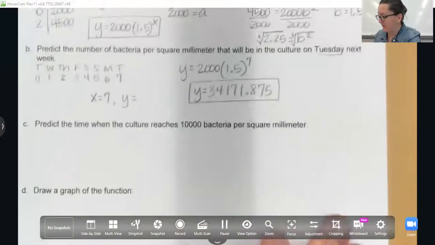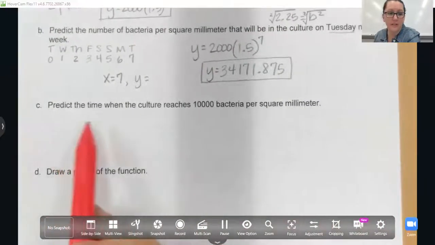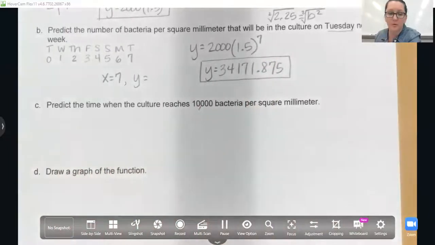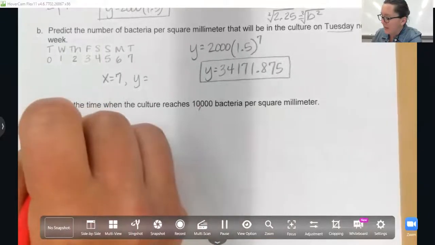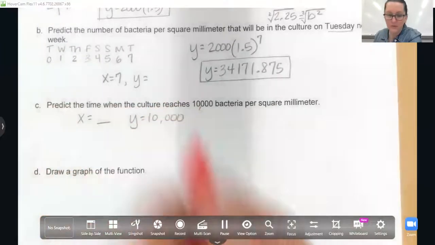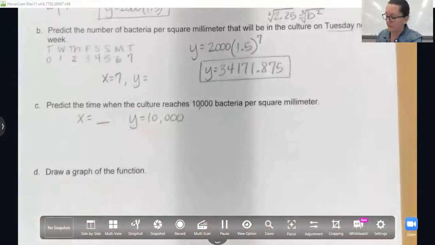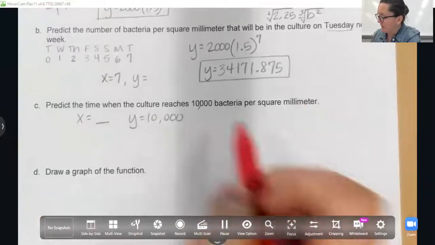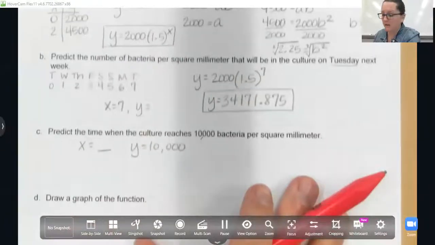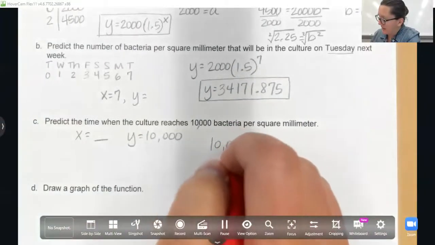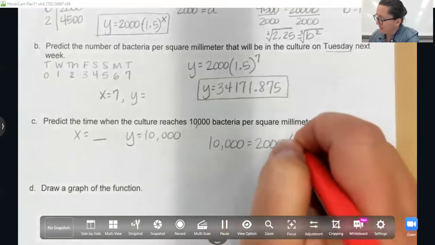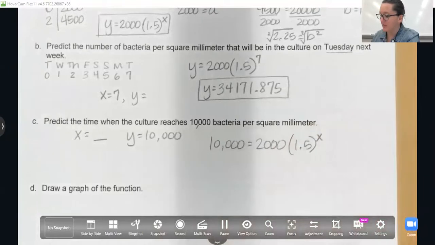after 7 days. All right, so predict the time when the culture reaches 10,000 bacteria per square millimeter. So that means what is x when y is 10,000, right? So now we're gonna have to use some of our knowledge of logs for this one. So I'm gonna use my function that we created in part A, and I'm gonna say 10,000 equals 2,000 times 1.5 to the x power.